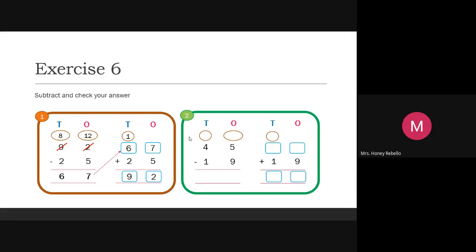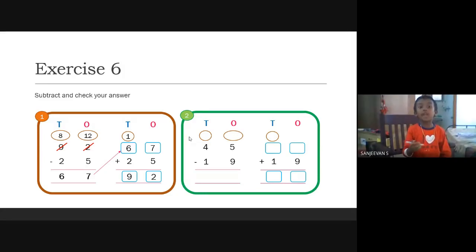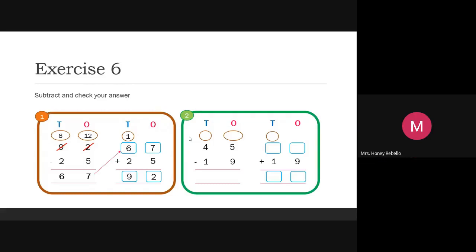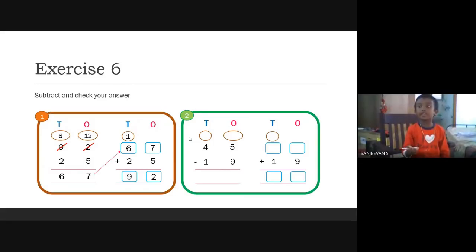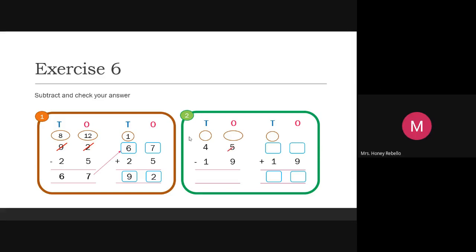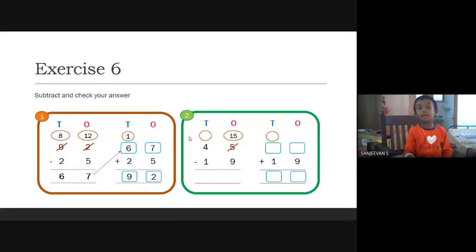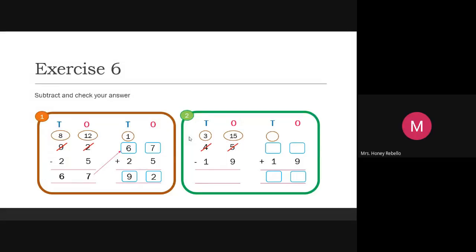No, you cannot. What should you do now? You tell me, don't ask anybody. We want to take from the 4, then the 5 becomes 15. Okay, very good. 5 will become 15 because you are borrowing from 4. The 4 will become 3. Good. Very good. 4 will become 3.